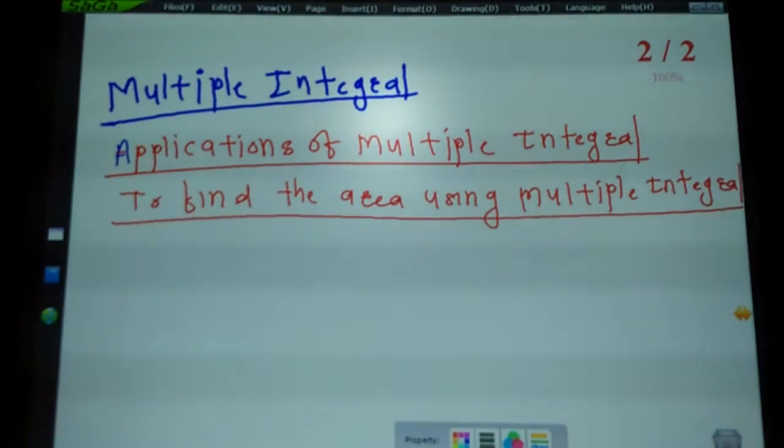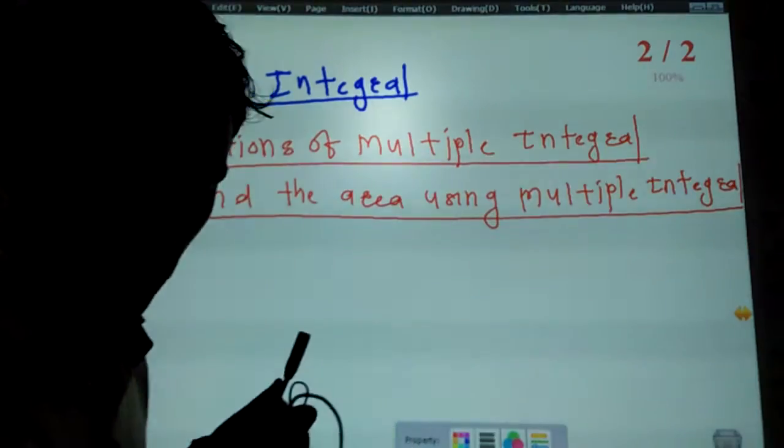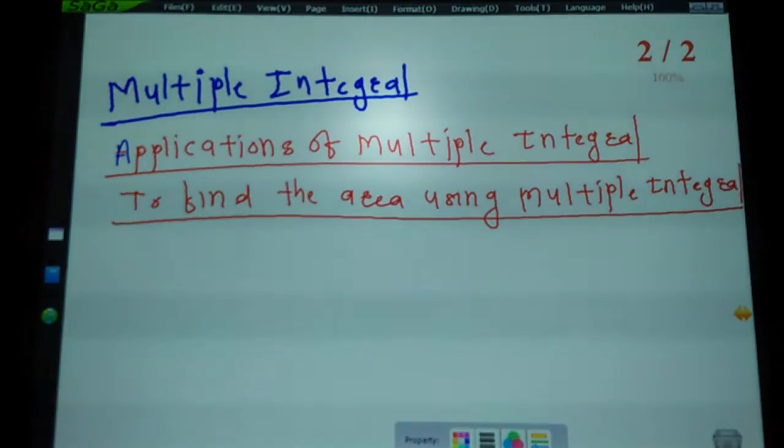So after completion of this Cartesian form, we will approach towards the polar form. What is the meaning of Cartesian form? If the given question is in the form of x and y, then you have to find the solution of this problem. That type of problem is called the Cartesian form.